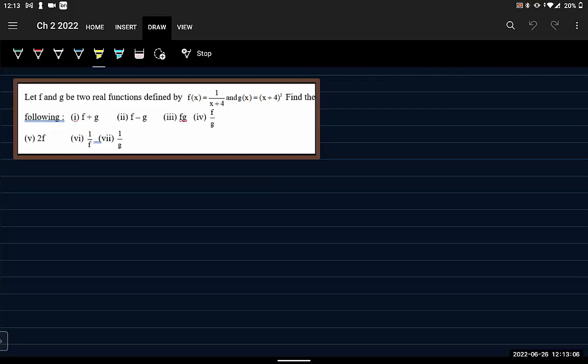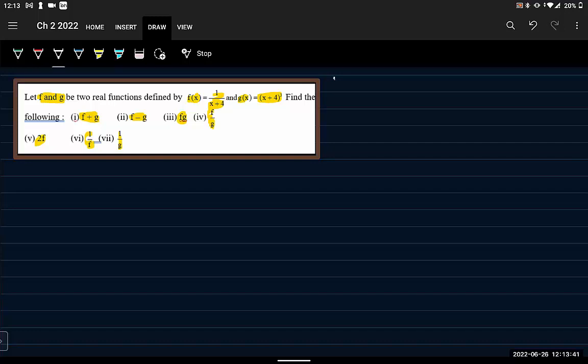The question here is, let f and g be two real functions defined by f of x equals 1 upon x plus 4 and g of x equals (f of x plus 4) whole cube. We have to find f plus g. We have to find different operations on the functions. There is f plus g, f minus g, f into g, f by g, 2f, 1 by f, and 1 by g. Okay, we'll first start with the first part, that is f plus g.